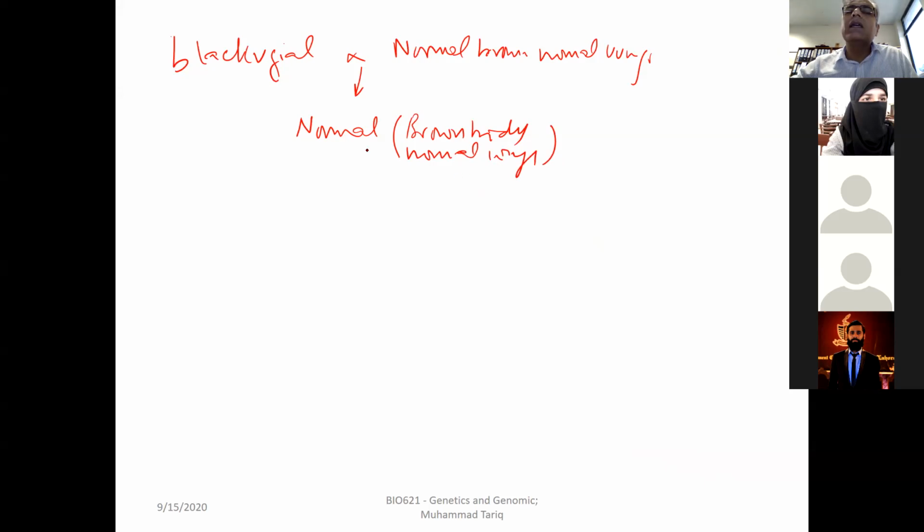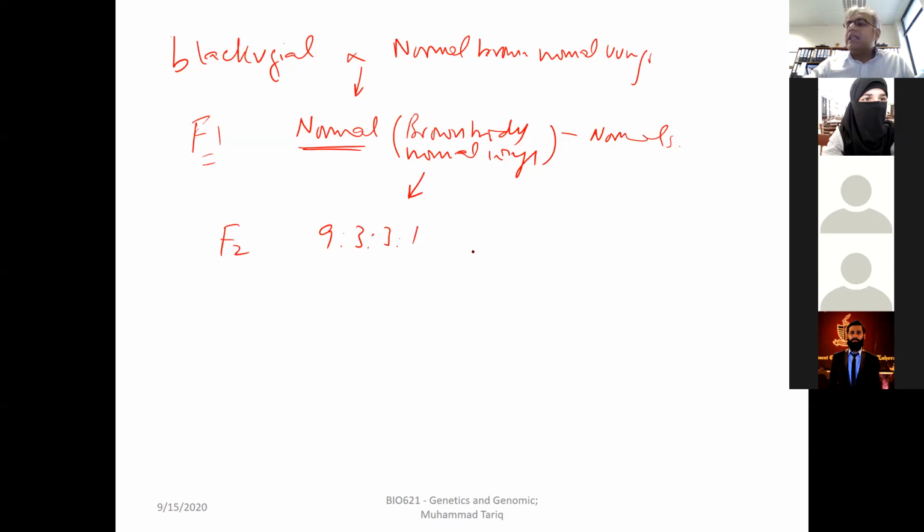But when they crossed these flies with F1 normals, the F2 ratios were not precisely 9:3:1. There was a problem there.